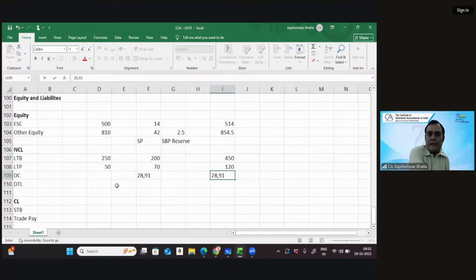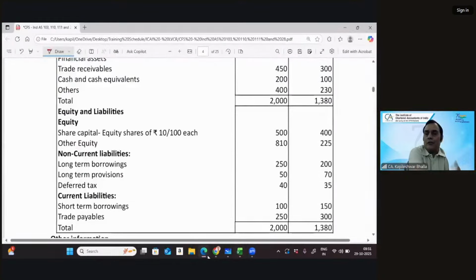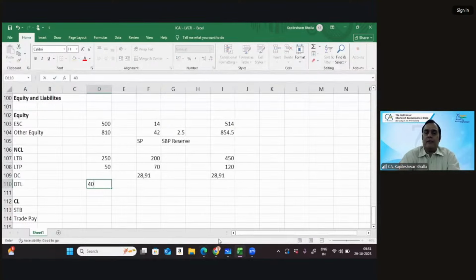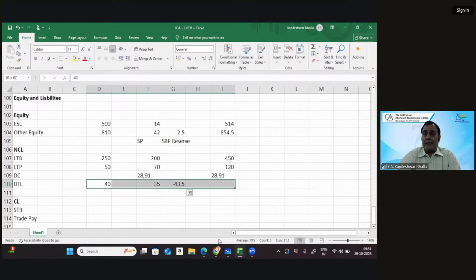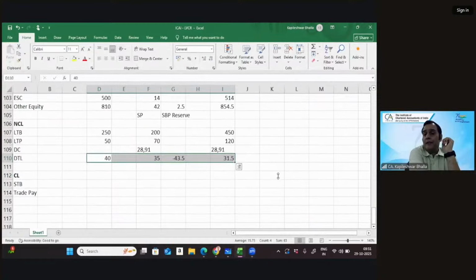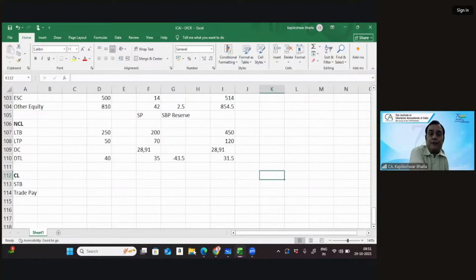Now, as far as the deferred tax liability is concerned, the DTL is to the extent of 40, and we have incorporated a DTL of 35, and there is a DTA 43.5. So I'm reducing that because I'm taking a net DTL. So less the DTA balance, that comes to the net figure.